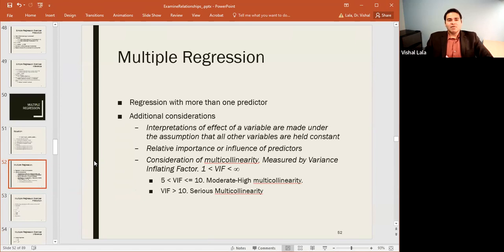Whenever you do multiple regression with more than one predictor or independent variable, you've got to think about a few other things. First things first, any interpretation of the effect of a variable is made under the assumption that everything else is being held constant. When you're looking at many predictors, we're also often interested in knowing which variable is the most important predictor. So relative importance becomes key here.